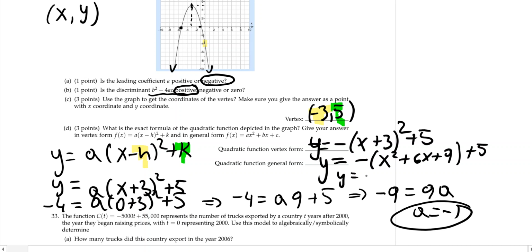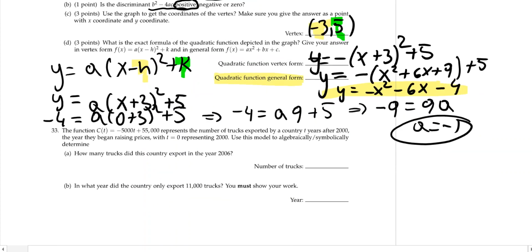So now I'm going to distribute the negative: -x squared, -6x, and then I have -9 plus 5 will give me -4. So this is what I would put for the quadratic function in general form.